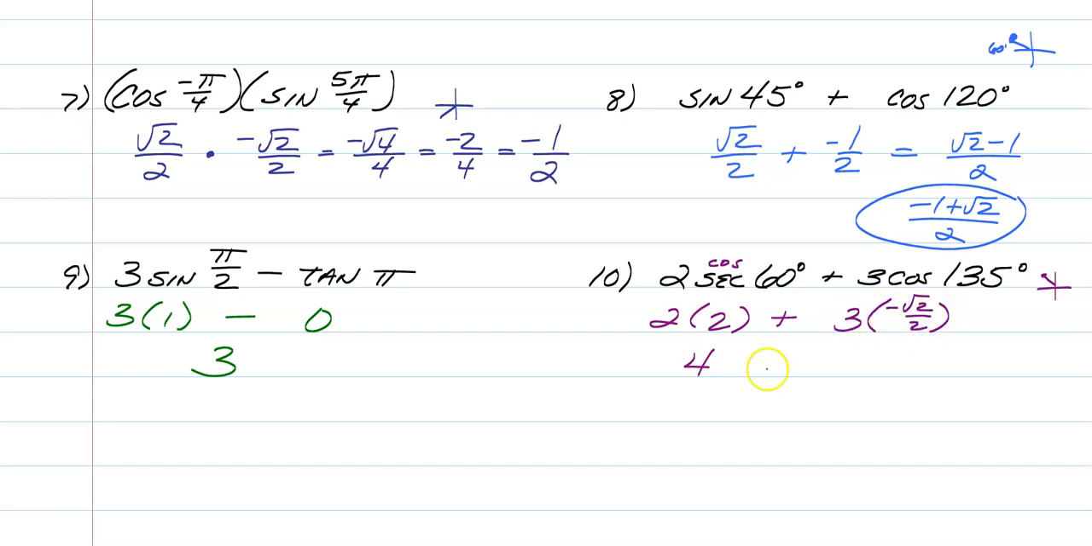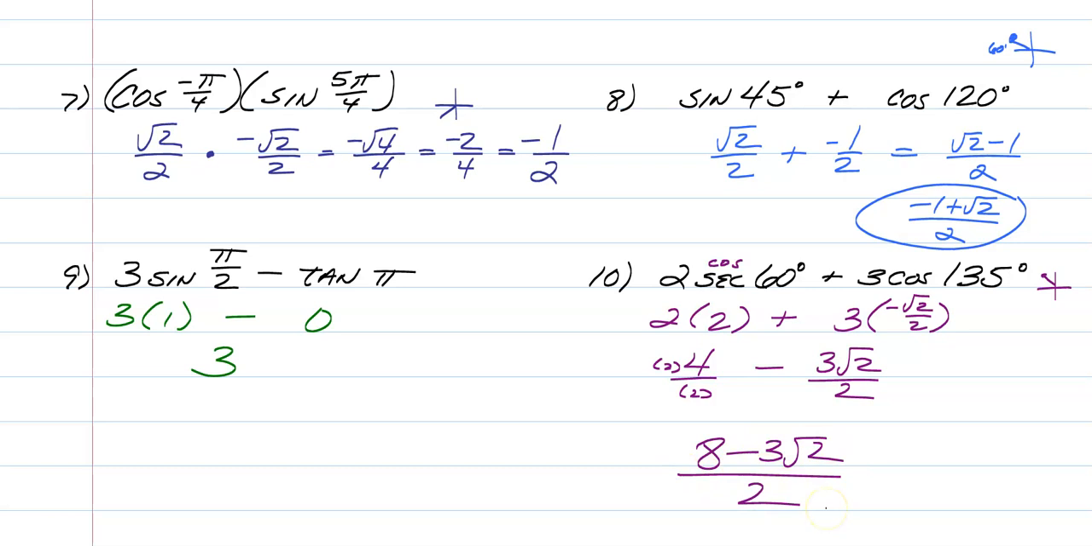So this is 3 times negative root 2 over 2. And that's going to give us plus, or we could actually just change this to minus 3 root 2 over 2. But in order to add and subtract fractions, you need to change this to a common denominator. So we're going to multiply both the top and bottom by 2. So this is going to give us 8 minus 3 root 2 over 2.